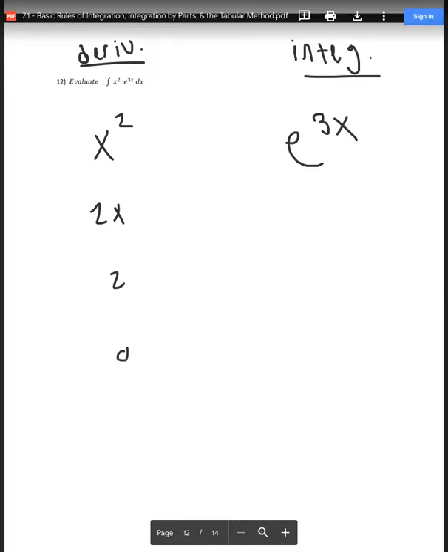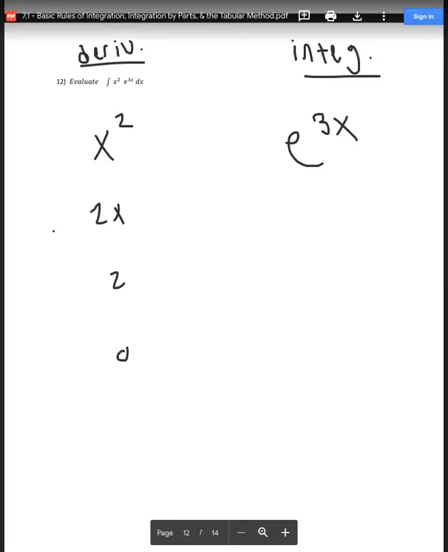For the integral of e's, is it just moving the 3 over and then doing 3e to the 3x for the next one? Say that again. For the integral, is it just moving the 3 over and then doing 3e to the 3x? 3e to the 3x.